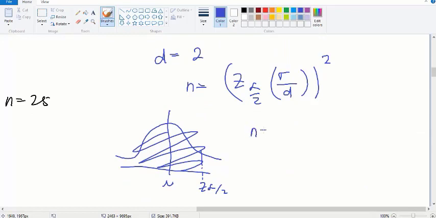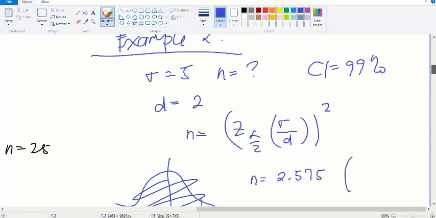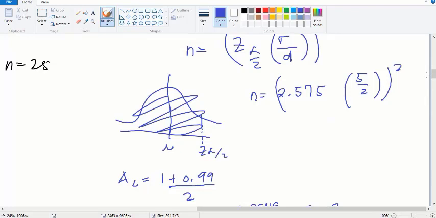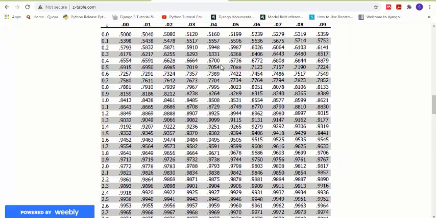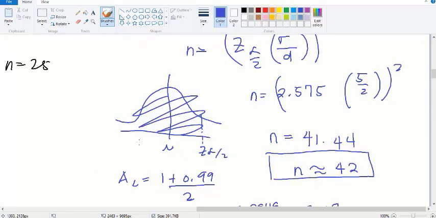So, n is equals to 2.575 times 5 over 2. Huwag kalimutan ang square. Okay. So, 5 divided by 2, n is equals to 41.44, or that is approximately 42. Okay. So, that is how you solve for the sample size or the appropriate sample size.